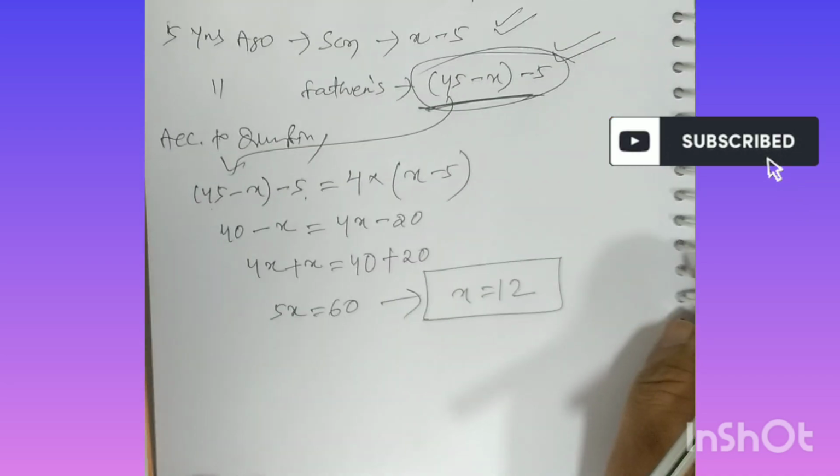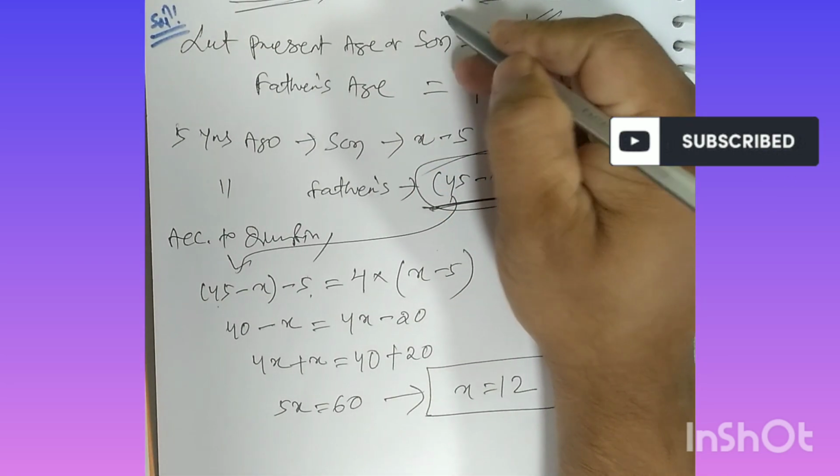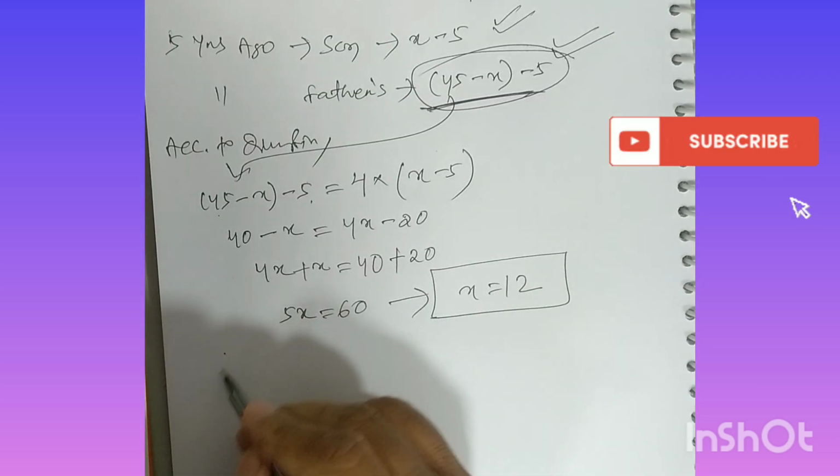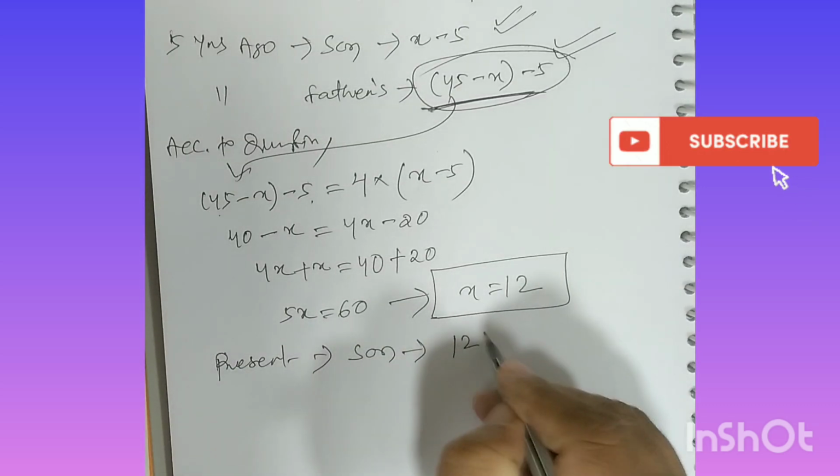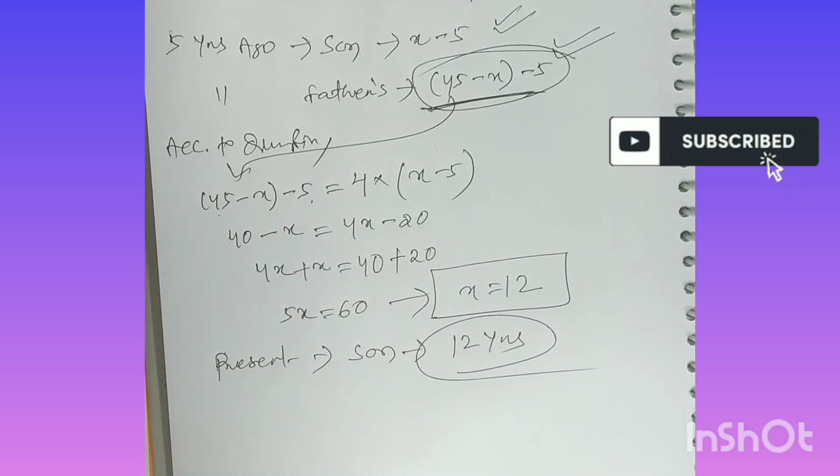What is x? x is equal to 12, right? So x indicates the present age of son, right? So obviously the present age of son is what you're getting over here, 12 years. Present age of son, what you're getting here, 12 years.